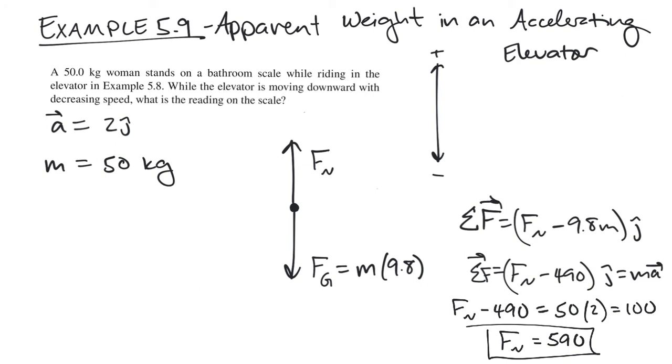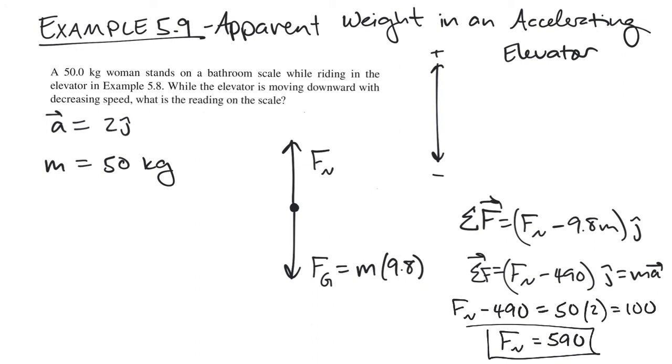And what that does is it makes her feel heavier. So when the elevator is accelerating upward, she's going to feel heavier, have more apparent weight. Now, it's not going to change her mass. We don't do an apparent mass because mass is literally the amount of matter in an object. We're caring about apparent weight. That's the apparent force that is on her. So that's going to be 590 newtons.